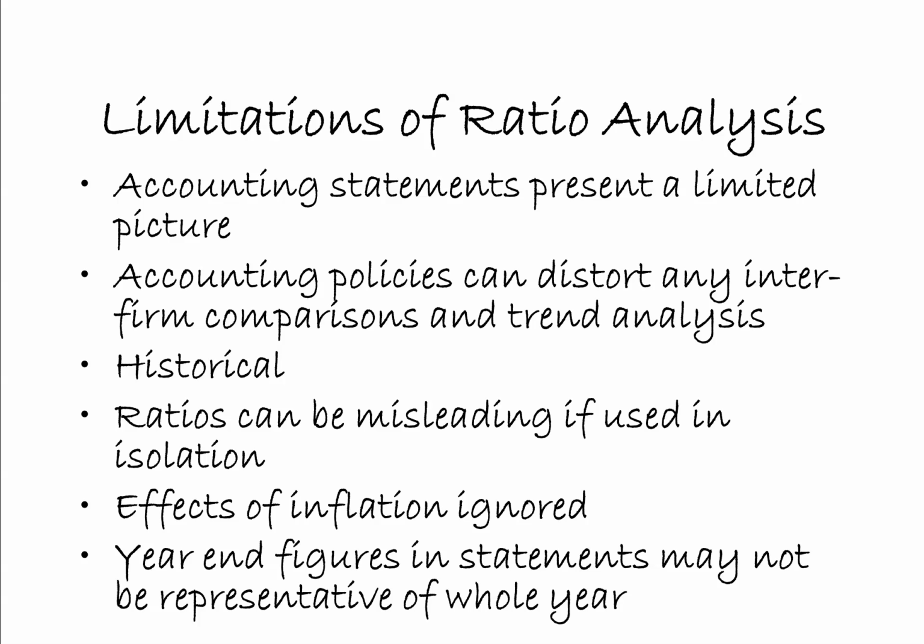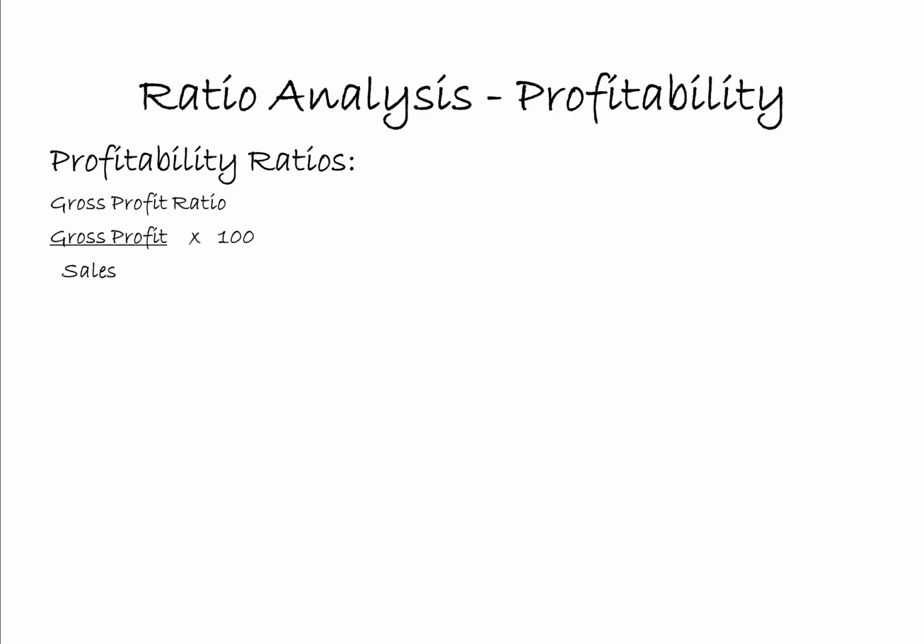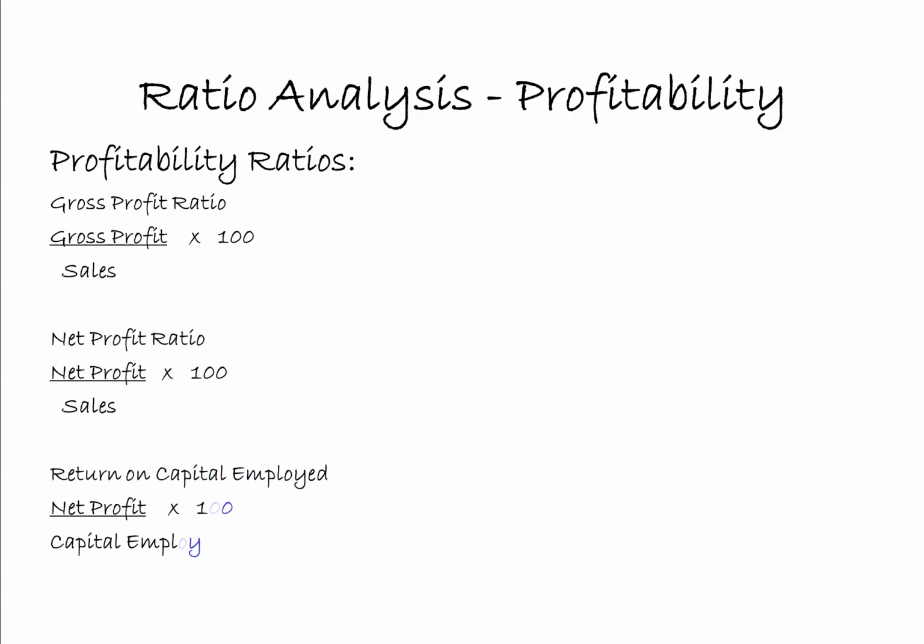Now what we'll do is we'll have a look at the different ratios, and we'll start off with profitability. So under profitability, we have a gross profit ratio. And the gross profit ratio is gross profit divided by sales multiplied by 100. So in other words, it's expressed as a percentage. Then we'd have the net profit ratio, which is the net profit divided by sales multiplied by 100. And then the third one we said we'd look at is the return on capital employed, which is net profit divided by capital employed multiplied by 100.